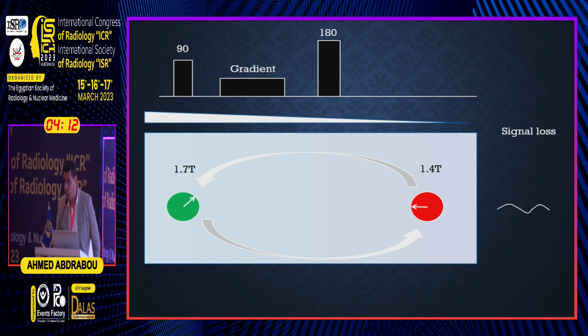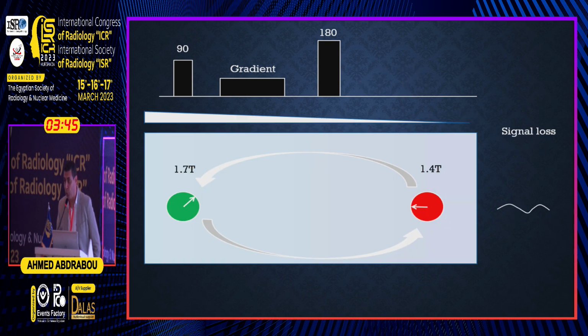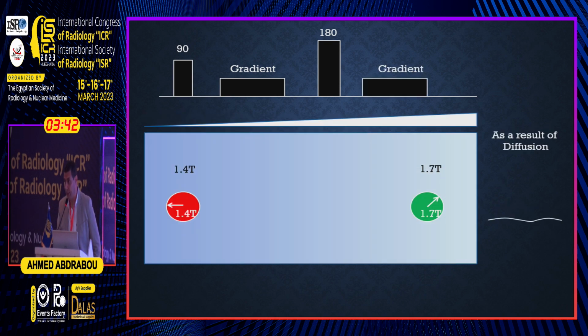If the proton moves between the first and the second gradient, for example, this green proton was exposed to a high gradient, so it moved faster, and then it turned to the other side of the gradient in the second gradient, and it's still faster, so you don't have an in phase condition. The slow proton, the red one, was exposed to a lower gradient, and when it moved to the next gradient, it's still low. So there is an out of phase condition, and you have signal loss.